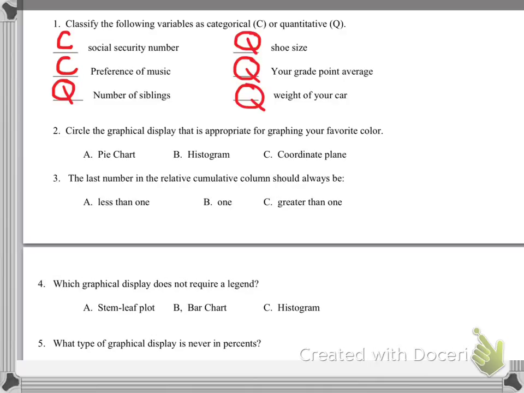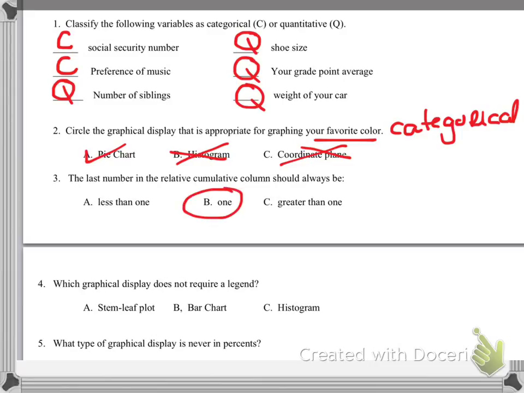Circle the graphical display that is appropriate for graphing your favorite color. Okay, so your favorite color is categorical data. And so what kind of graphs go with categorical data? Pie chart does, histogram does not, and coordinate plane does not. So the answer is A. The last number in a relative cumulative column should always be 1.